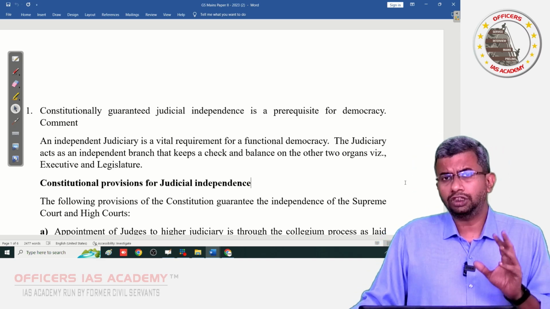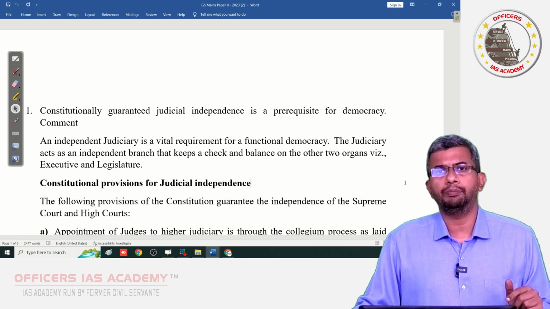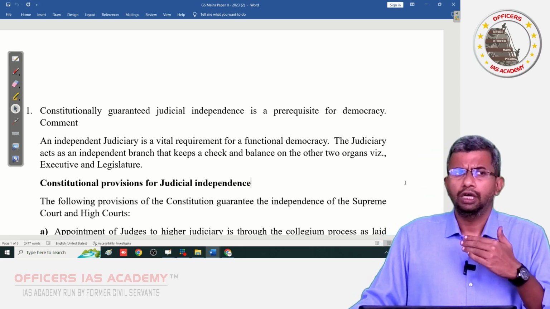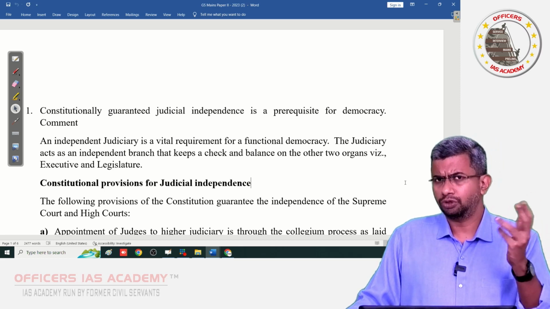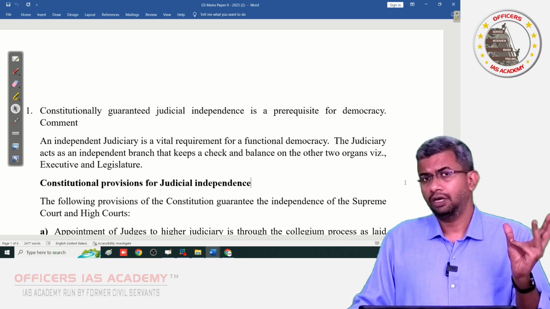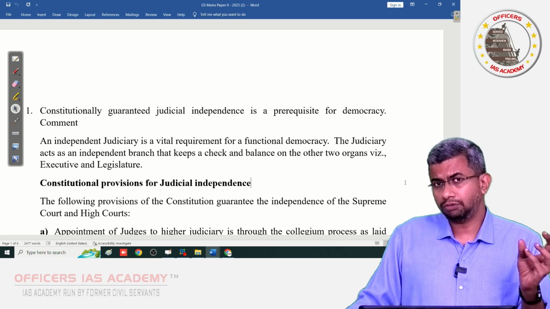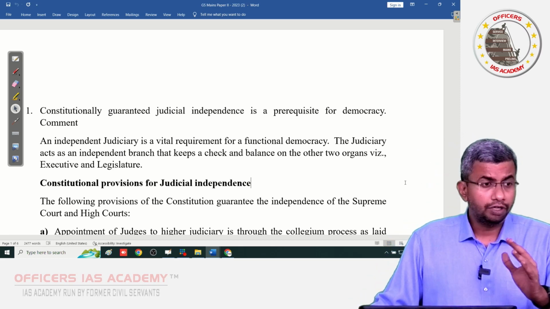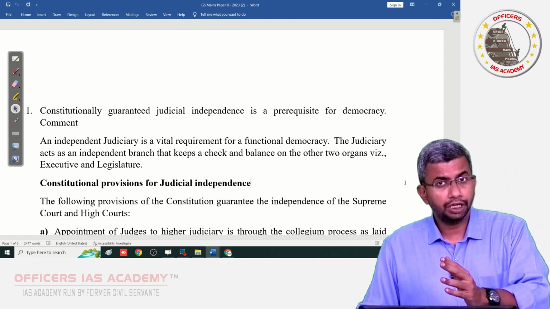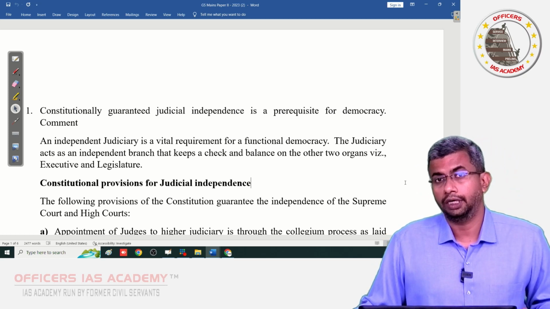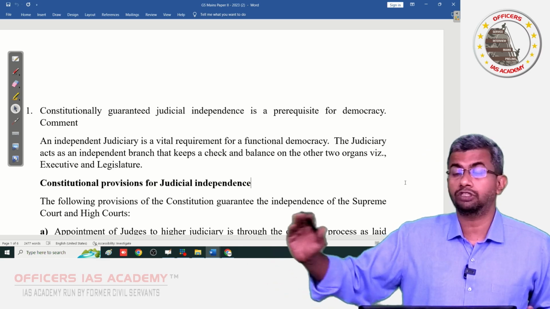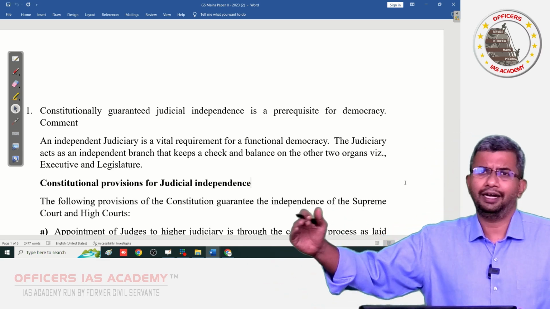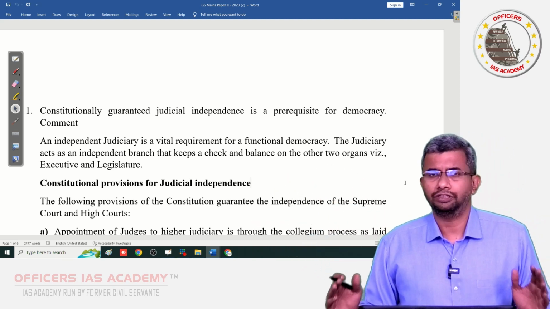First question: constitutionally guaranteed judicial independence is a prerequisite for a democracy. Comment. So why was this question asked? Again, you should think, and that is how you link current events to the questions and make an assessment of it. There was a lot of debate about the collegium system versus NJAC when Justice Chandrachud took over in November 2022. It went on till March 2023. Lot of discussion and debates, right? And then it died down, for various reasons.